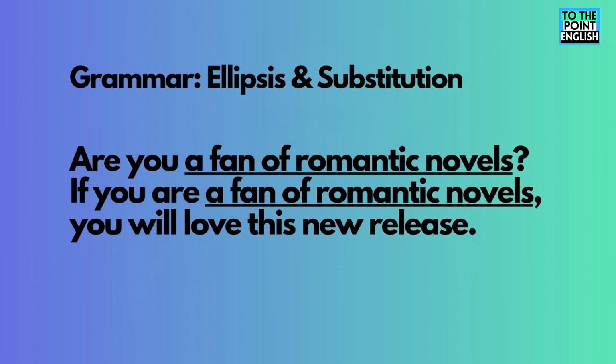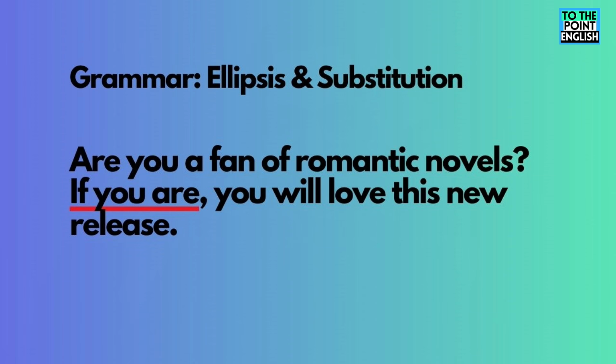So to make that sentence more sophisticated, you have a couple of options. The first option is simply to remove a fan of romantic novels. So, are you a fan of romantic novels? If you are, you will love this new release. So that's immediately a much more concise sentence, right? And more sophisticated and advanced. So this is an example of ellipsis. We're omitting or removing words or phrases from a sentence to make it more concise and avoid repetition and redundancy.